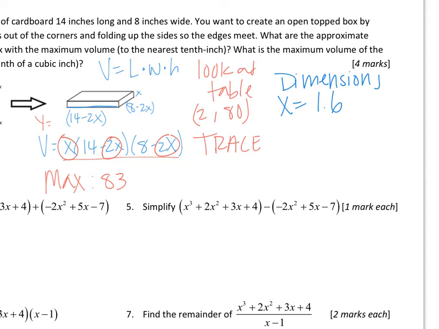So the dimensions are going to be 1.6 by, and then I'm going to do 14 minus 2 times 1.6. I'm going to get 10.8. And then 8 minus 2 times 1.6, and I get 4.8. So those are the dimensions of the box once it's complete, and that's the box that has the highest volume possible.